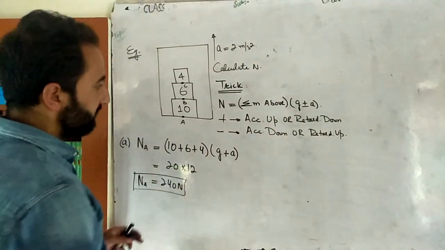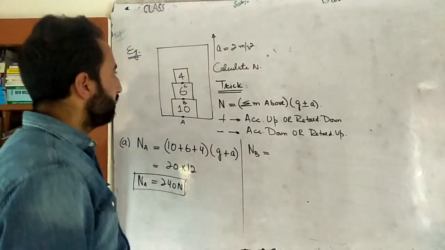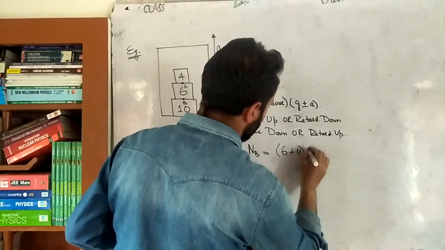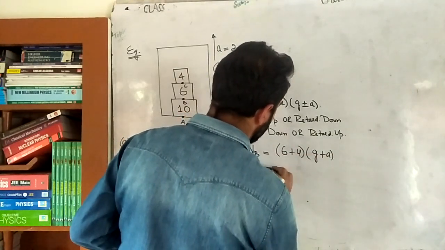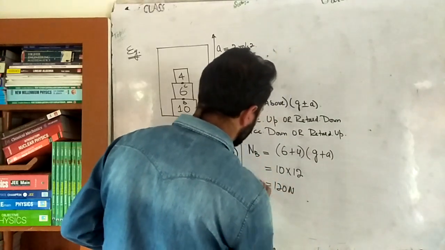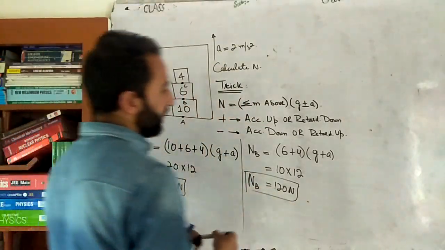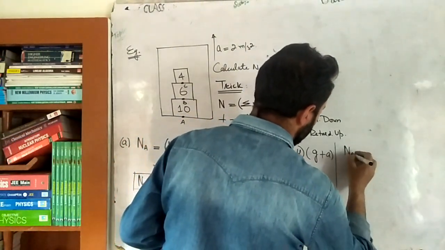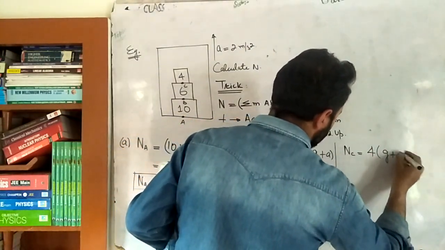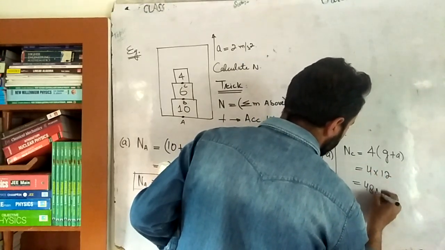In the same way, suppose you want to calculate the normal reaction at the point B. How much will it be? Mass above the point B, there are two masses, one is 6, another is 4, multiplied by (g plus a). That is 10 multiplied by 12, so that's equal to 120 Newton. Then the normal reaction at the point C will be equal to the mass above, that is simply 4 multiplied by (g plus a), which is 4 multiplied by 12, which is 48 Newton. Done.